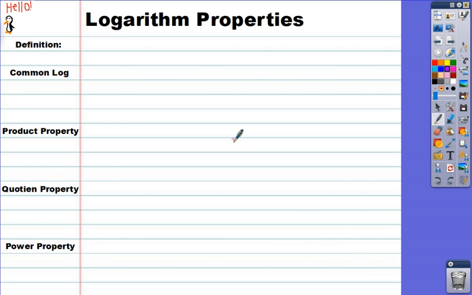Okay, today we're going to talk about logarithm properties. First, one of the key things we want to do is remember the definition of a logarithm. You have to remember that the definition of a logarithm is what we use most of the time. If we can remember that log base b of x equals y, that's true if and only if the base to the answer power equals the number.